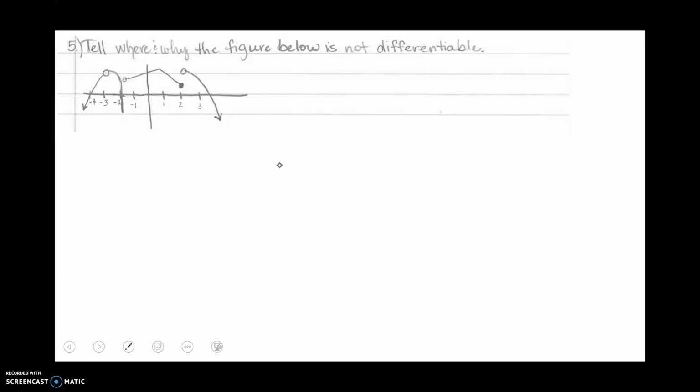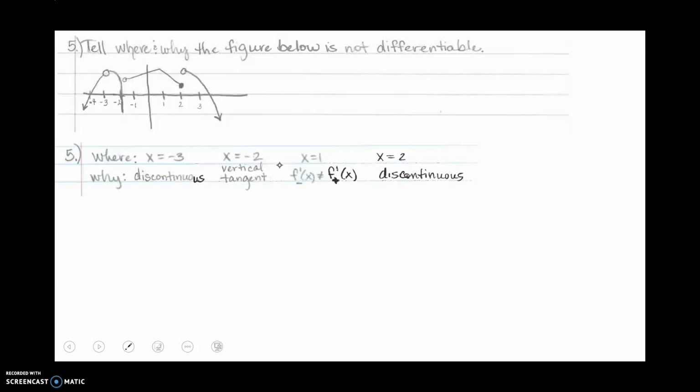All right, then for number 5, we want to know where and why the figure is not differentiable. The only things that you have to choose from on this are discontinuous, vertical tangent, derivative from the left doesn't equal derivative from the right. Those are the only 3 reasons that you can give. If you want to be more specific on your discontinuity and tell why it's discontinuous, that's okay, but it's not necessary.